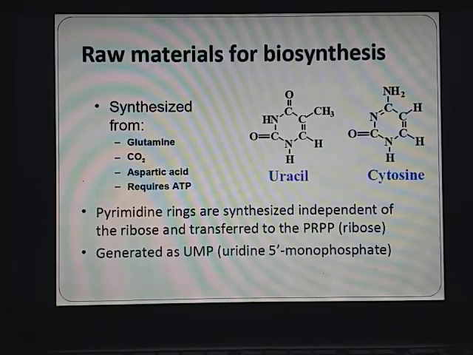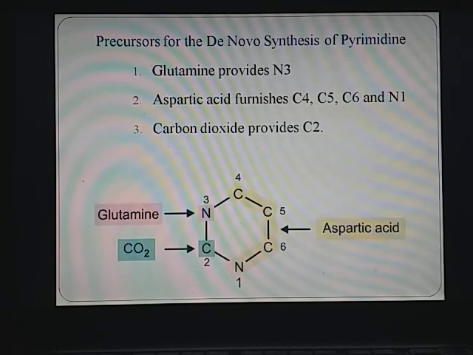The raw materials required for biosynthesis are glutamine, carbon dioxide, aspartic acid, and energy. The precursors for de novo synthesis of pyrimidine are: glutamine provides N3 of the pyrimidine ring. Aspartic acid provides C4, C5, C6 and N1 of the pyrimidine ring. Carbon dioxide provides C2 of the pyrimidine ring.